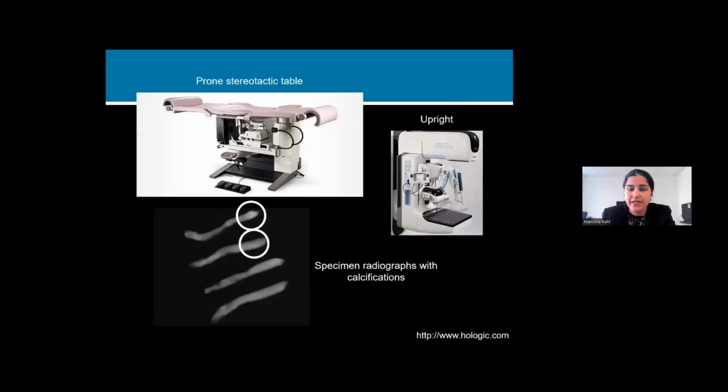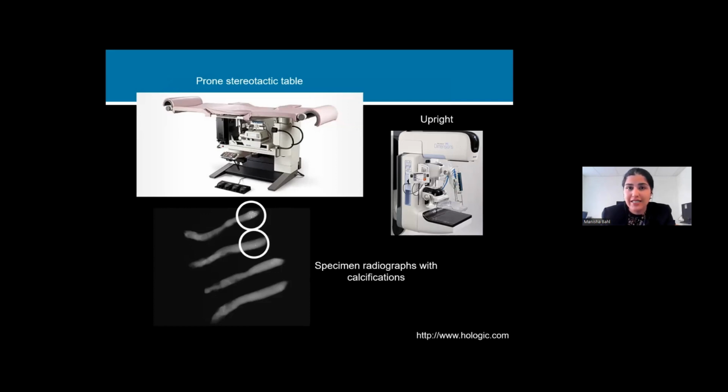Calcifications are typically biopsied under mammographic, or what we call stereotactic, guidance, with either a prone table, in which the patient lies on her belly, or an upright table, in which the patient sits upright. Our facility transitioned from the prone table to the upright table several years ago. Now, this procedure to biopsy calcifications is fairly quick, approximately 15 minutes total on average.